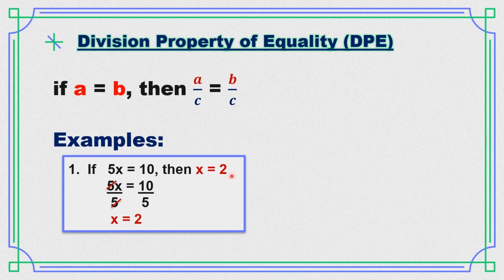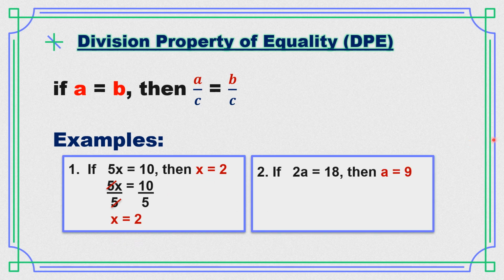Kapareho dito. Next, number 2. If 2a is equals to 18, then a is equals to 9. Okay, so, katulad dito kanina, para makuha natin si a, di-divide natin both sides by 2. So, magiging 2a is equals to 18 divided by 2. I-divide natin sila both sides by 2.